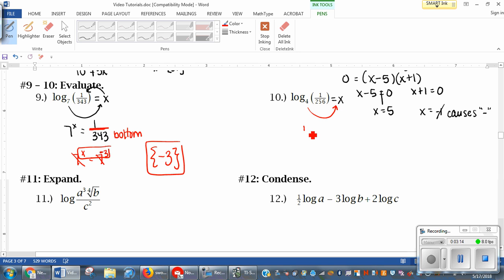Same thing here, 4 to the power of x, set it equal to 1 over 256. 256 is 4 to the 4th, but because it's in the bottom, we want to say a negative 4, and so we get negative 4 for x. Once the bases are the same, cancel them.